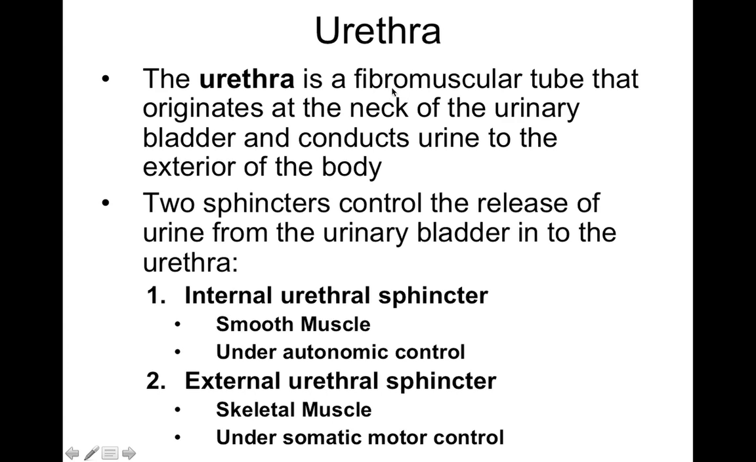Now, the urethra is a fibromuscular tube that originates at the neck of the bladder and conducts urine to the exterior of the body. So it basically just transmits urine out of the body. Now, the urethra has 2 main sphincters.